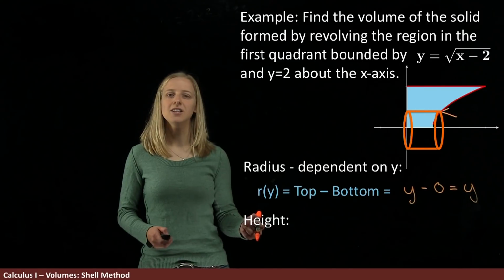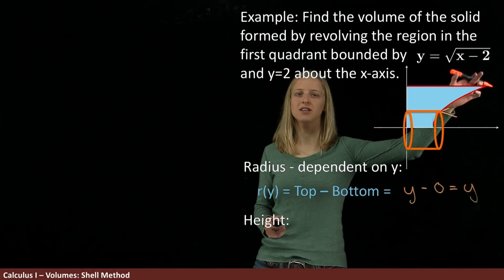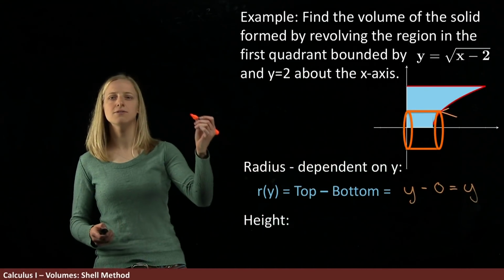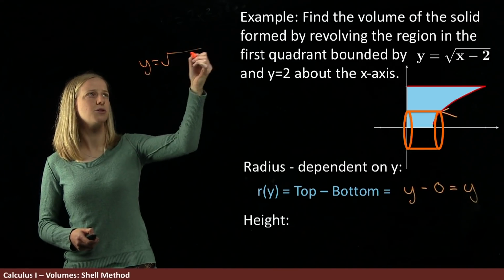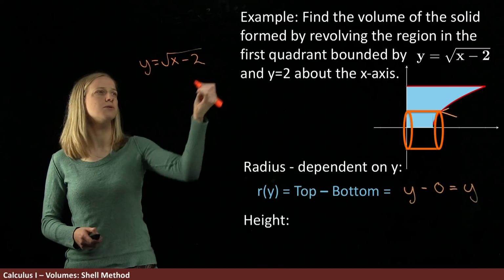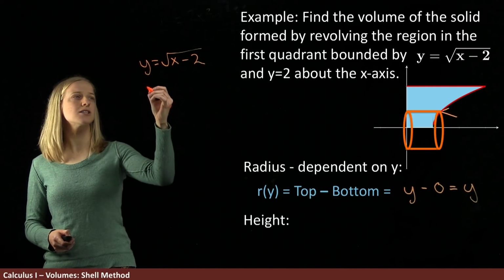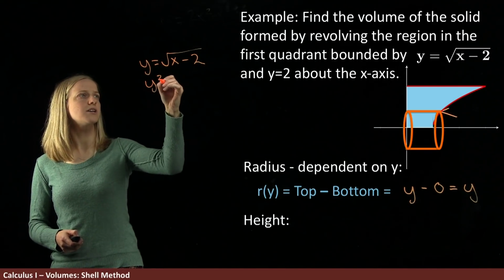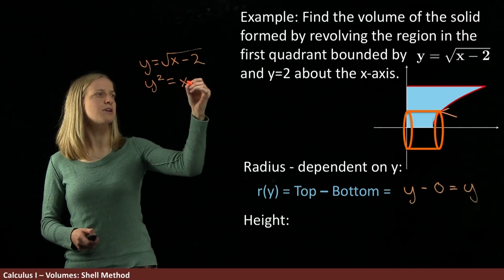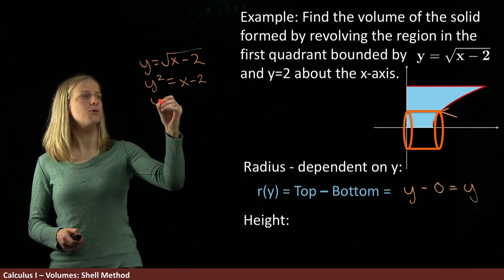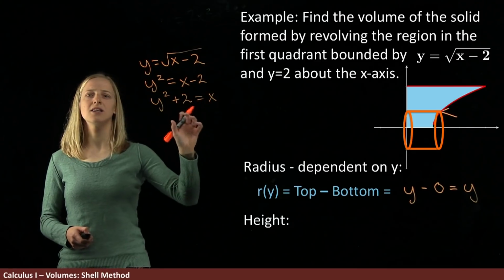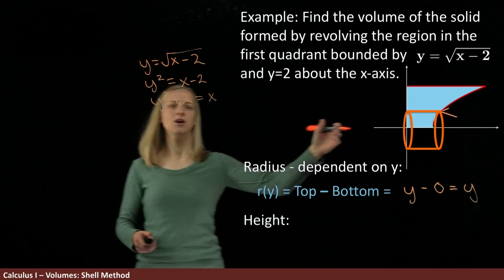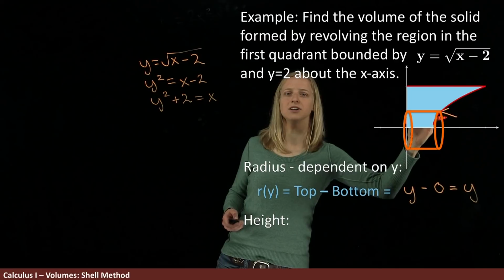To find the height in terms of y, we're going to have to take the original equation and solve for x. So we have y equals the square root of x minus 2. Solving for x, we get y squared equals x minus 2. So y squared plus 2 gives me x. This right here is our function value.